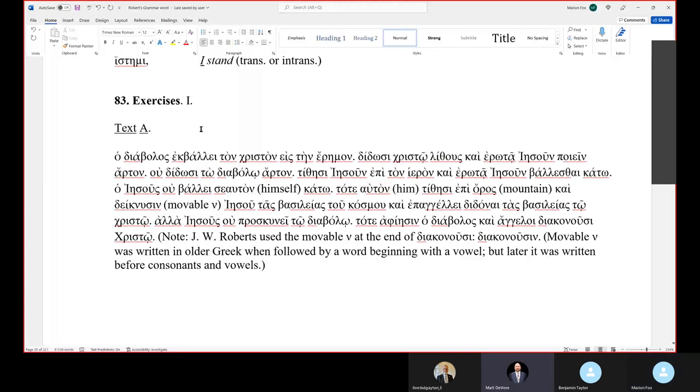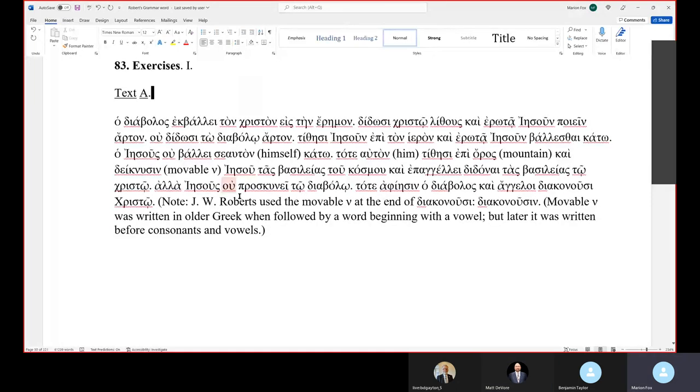I just noticed in your text, where you added that parenthesis way over to the left of the line where it says note, there's a parenthesis there that begins it. Yeah, I'll take it out. Okay, thank you. Right.